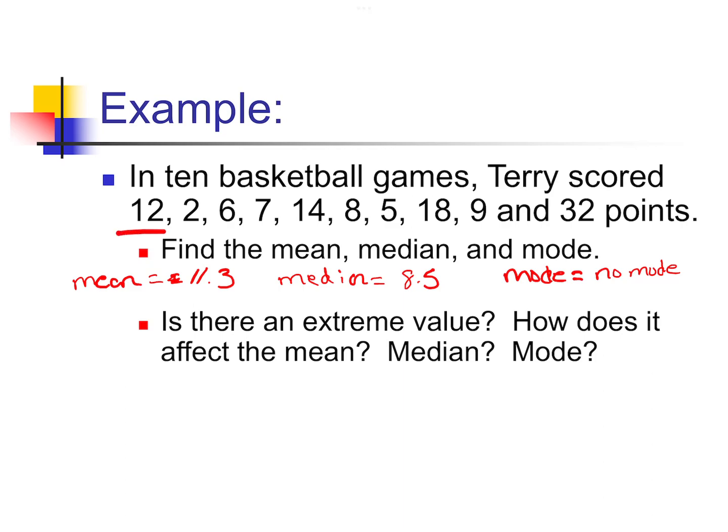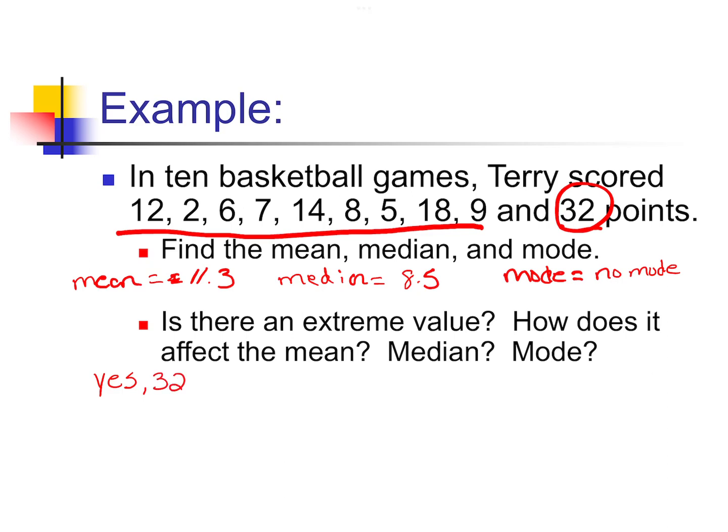If we look at our data values up here, these are all pretty close together, right? But then I have this big 32 out here. It's much larger than all my other data. So yes, there is an extreme value, and it's the number 32. And it's much larger, right?